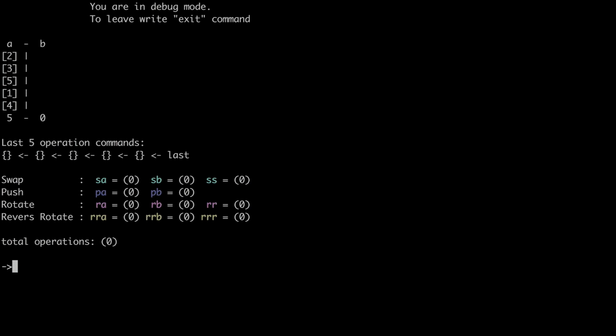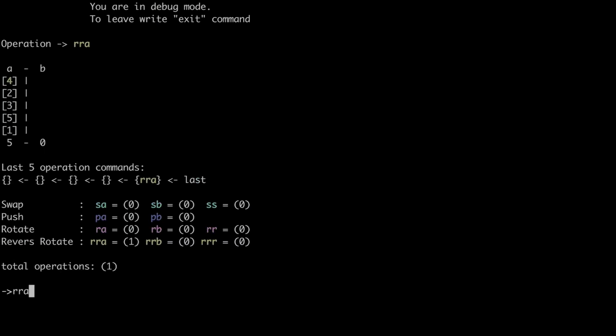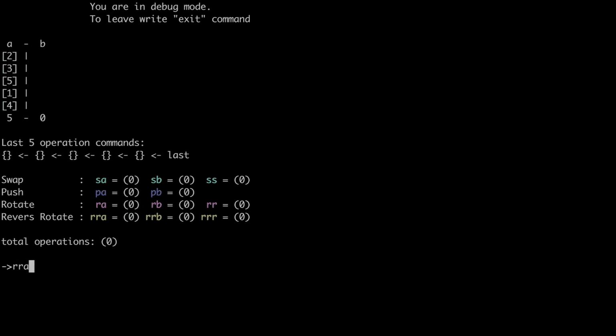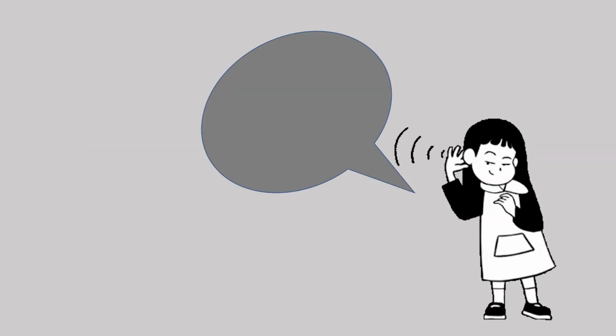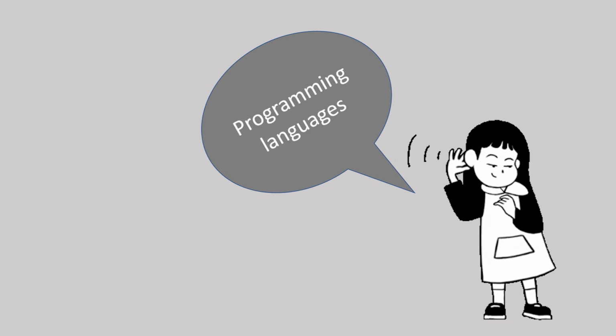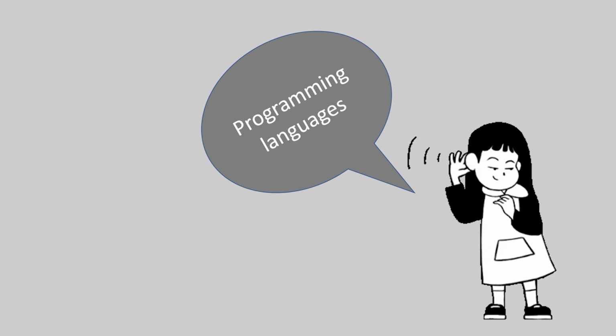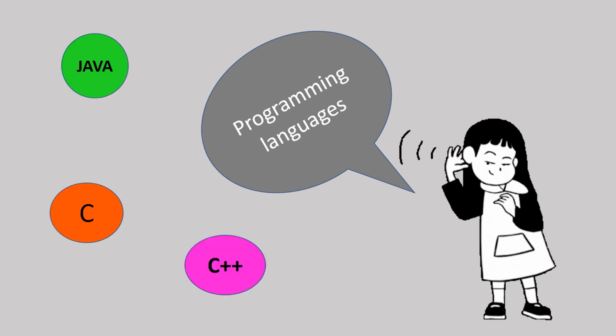Let's try and learn about these implementation of algorithm in program. That is, programming languages. Therefore, programming languages can be defined as a formal computer language designed to create programs to control. Let's assume that this is the first time you're hearing about the term programming language. What strikes your mind? Well, to the most of the people, the first program would be C, C++, Java, etc.